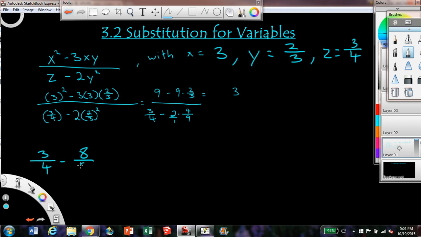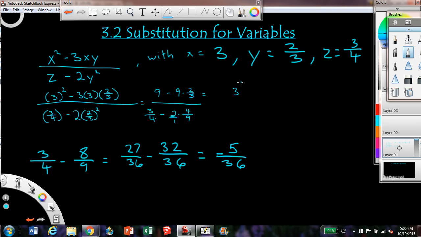3/4 minus 8/9. Oh, I need a common denominator. This is going to be equal to 27 over 36 minus 32 over 36. I needed a common denominator of 36 because the least common multiple of 4 and 9 is 36. I multiplied this fraction by 9 over 9 to get 27 over 36. Multiplied this fraction by 4 over 4 to get 32 over 36. Now I can subtract, and I get negative 5 over 36.